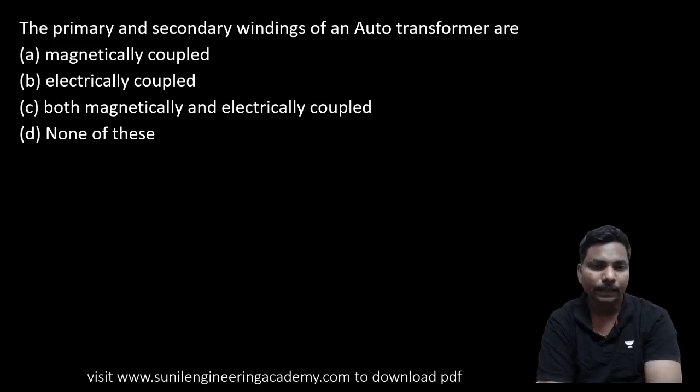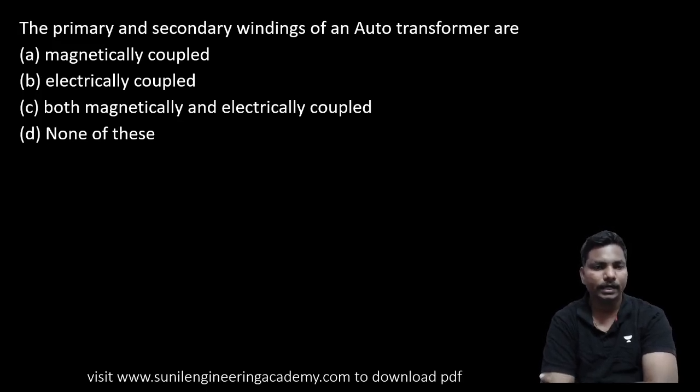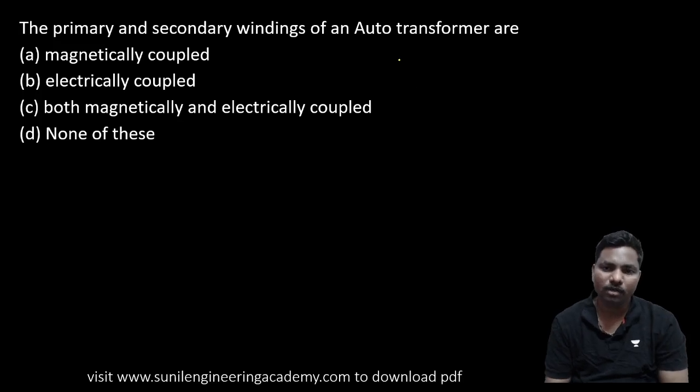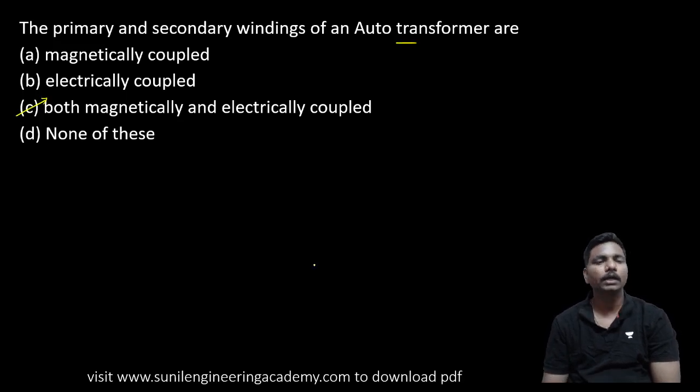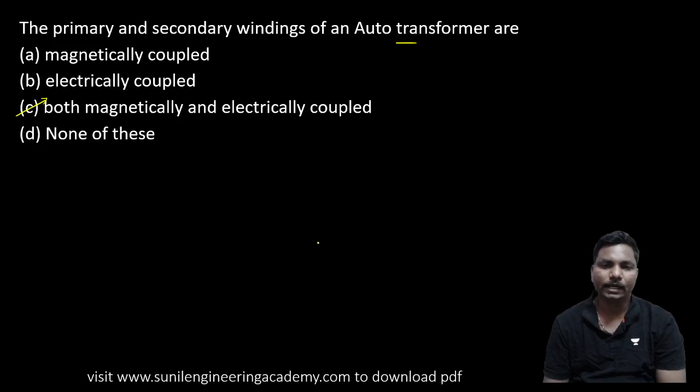The primary and secondary windings of an auto transformer are dash. Magnetically coupled, electrically coupled, both magnetically and electrically coupled, none of this. Here in auto transformer, we have only one winding. So we have both magnetically and electrically coupled.